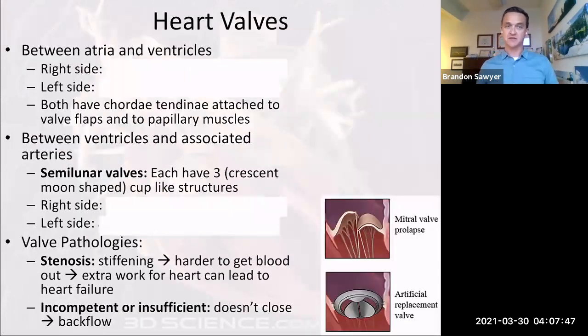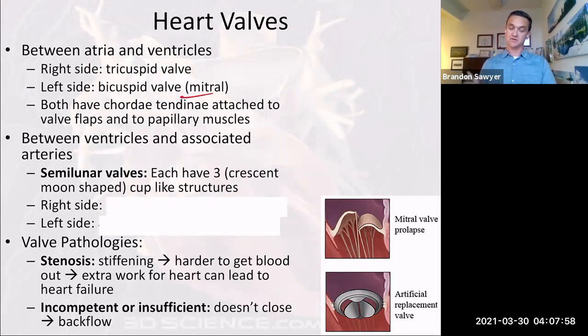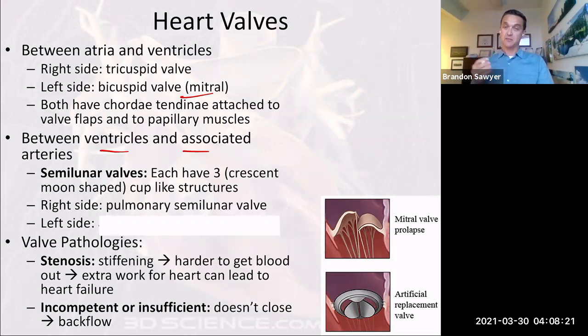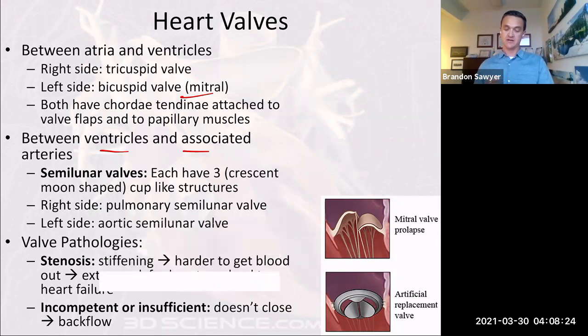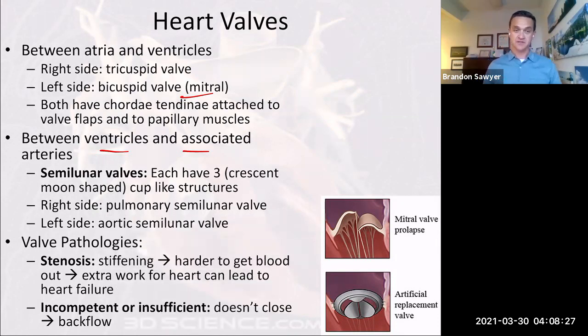All right, so let's talk about those valves a little bit. We have two main sets of valves, okay? We have the ones between the atria and the ventricles. So on the right side, that one's called the tricuspid valve. On the left side, it's called the bicuspid valve, also known as the mitral valve, okay? Both have what are known as chordae tendineae, just talked about those, connecting those papillary muscles to the valve itself. And then we have valves between the ventricles and whatever associated artery is going to exit the heart. Okay, these are known as the semilunar valves because they have three little leaflets to them. So the right side is called the pulmonary semilunar valve, or just the pulmonary valve, and the left side is called the aortic semilunar valve, or just the aortic valve.